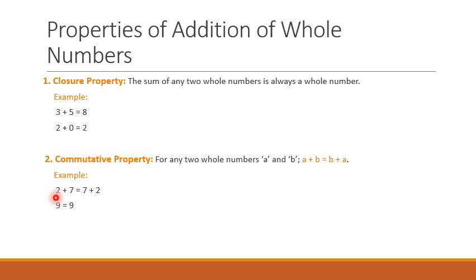Let's see an example. Say I have two whole numbers, 2 and 7. When I add 2 plus 7, the answer is 9. Now if I change the order and write 7 plus 2, then again the answer is 9. This is what the commutative property means: if I change the order of the numbers, even then the sum is going to be the same.